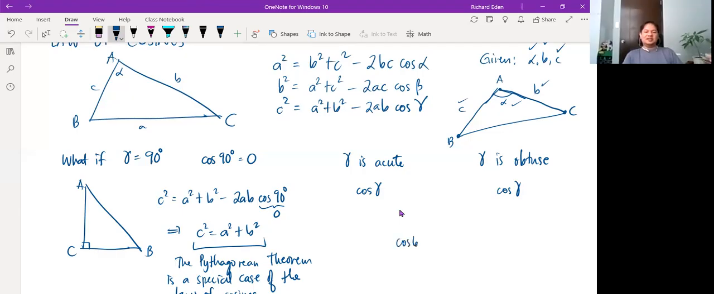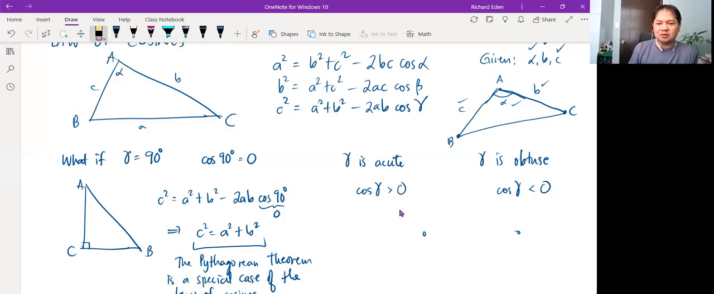Compare mo, cosine 60 degrees and cosine 120 degrees. They're just the same. Wait, no, they're not. Same magnitude, but they're the negatives of each other. Cosine 60 degrees is positive or negative? Positive. Cosine 120 degrees is negative. So in general, if gamma is acute, cosine gamma is always positive. And if gamma is obtuse, meaning gamma is going to be in the second quadrant where all x coordinates are negative, this is going to be negative.